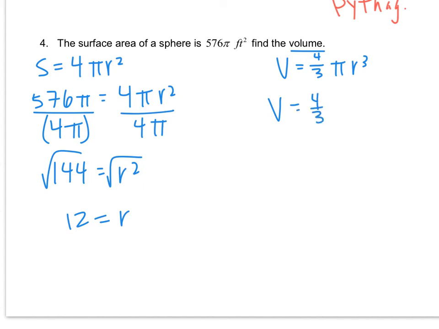So 4/3 times pi times 12 cubed. So 4/3, if you're typing that in your calculator, you would just do 4 divided by 3, then times pi, then times 12 raised to the third, and we get 7,238.2 feet cubed. All right, there it is.